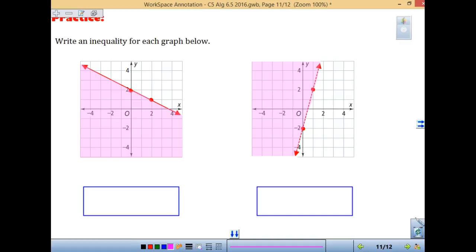So the last part of the homework you're going to be asked to do is to write these. I want you to notice what is our start point, right? So we're going to write them in slope-intercept form. This one is going to be a less or equal, right? Here we're going to be looking at a greater than. The reason I know greater is because it is dashed. The reason I know this one is an equal is because it's a solid line, right?